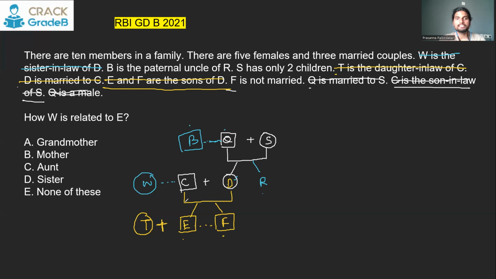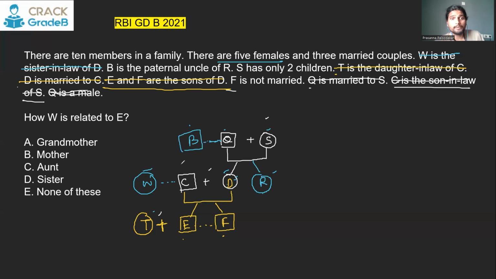So 1, 2, 3, 4, 5, 6, 7, 8, 9, 10. 10 members are covered. We know that there are 5 females. That makes R also a female, because there were 4 females already. That means R is also female. Let's tally everything again quickly. There are 5 female members. Yes. 3 married couples. Yes. 1, 2, 3. 3 married couples.